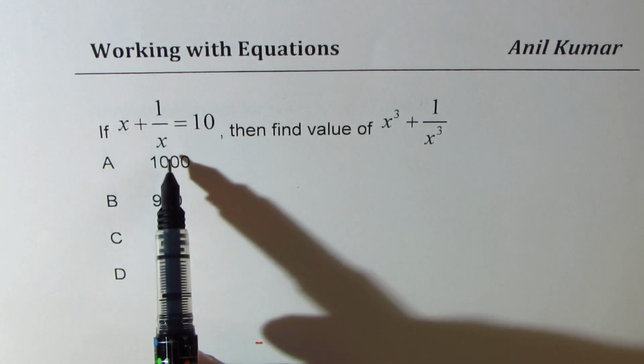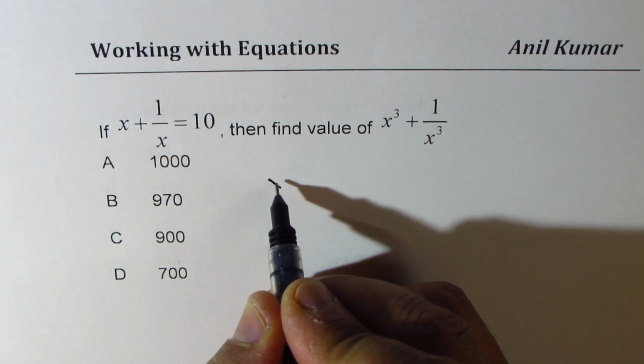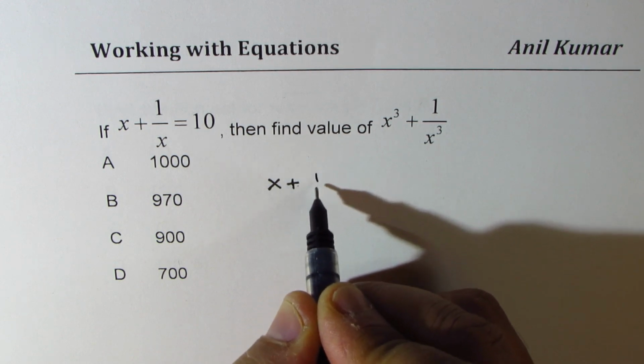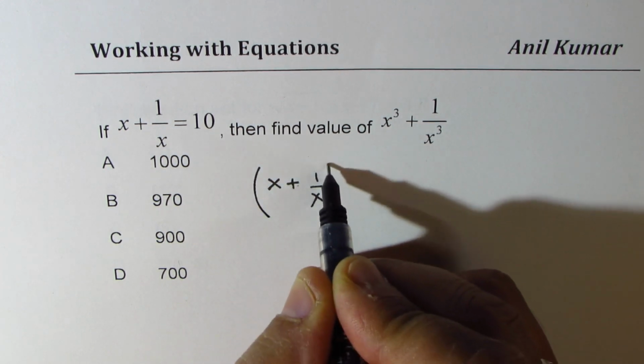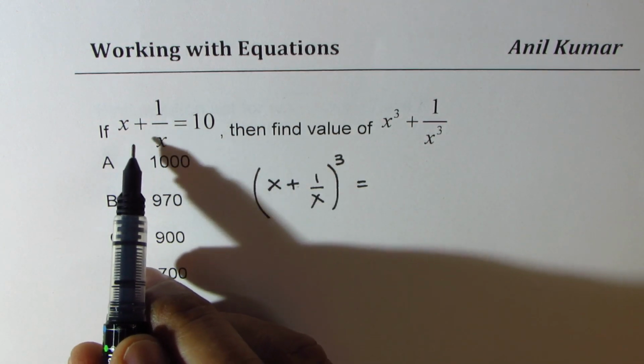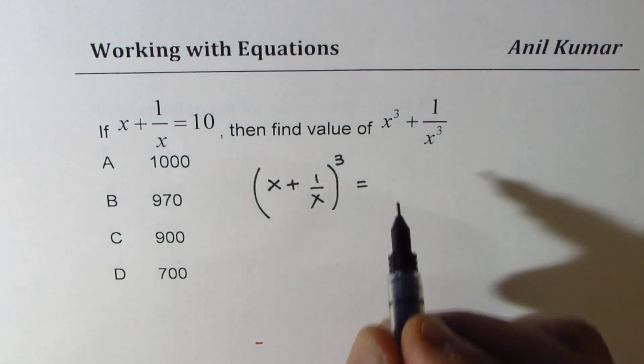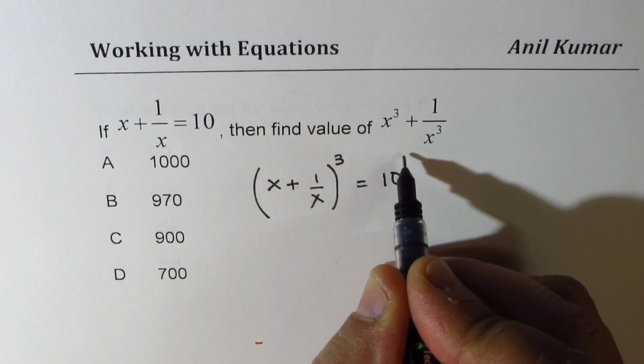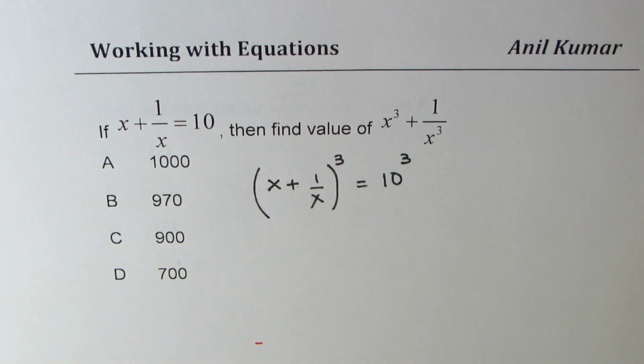We are given x plus 1 over x. So if I expand x plus 1 over x as a power of 3, what I could do is, x plus 1 over x equals 10, so I could cube both sides. Do you see that part? So we could cube both sides.